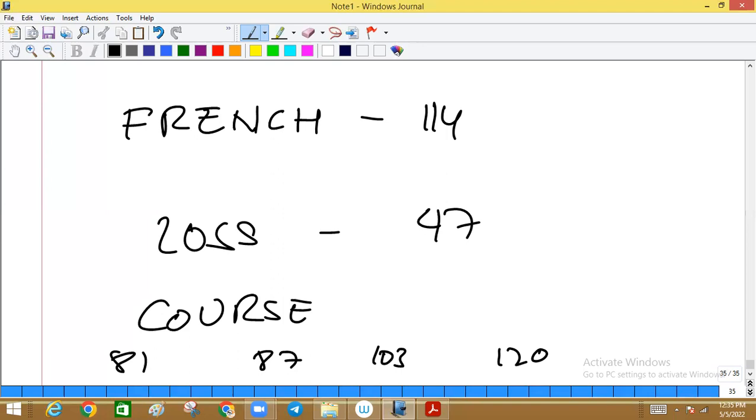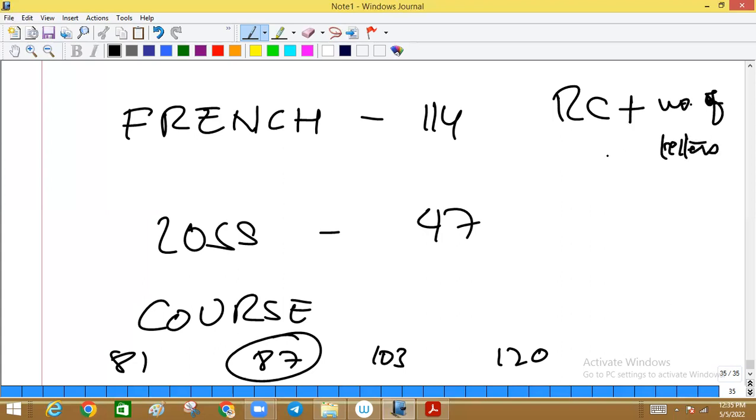A lot of people are more habituated to this. What is the answer? 87. Good. So what is the pattern? Reverse coding plus number of letters. Check with this. Again, this is not a difficult question. It comes under the moderate category.